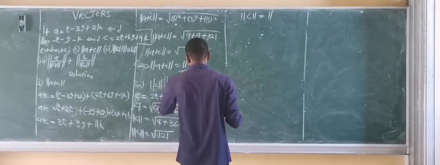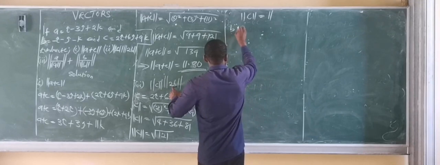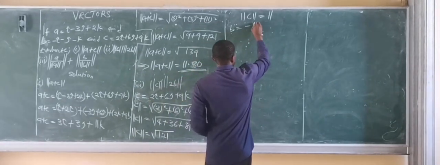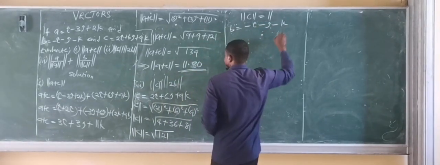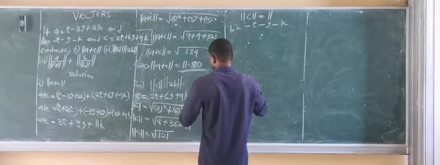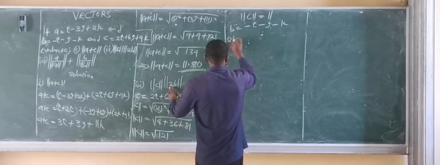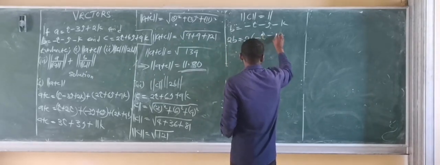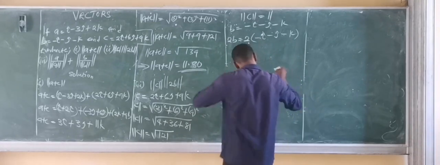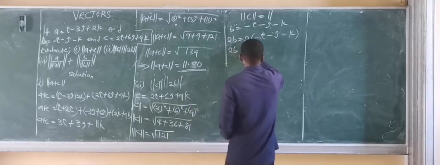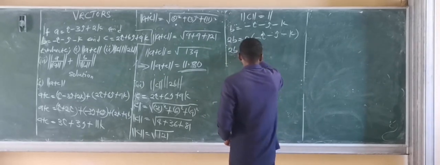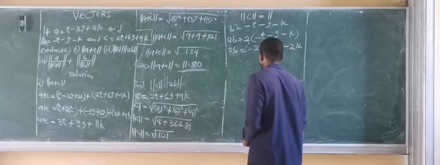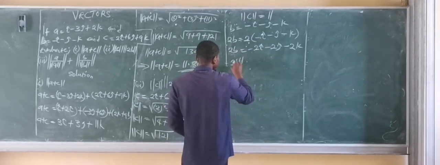Next thing is to find the magnitude of 2B. First of all, we bring out vector B. Vector B is minus I, minus j, minus k. The first thing to do is to obtain 2B. 2B simply means 2 multiplied by vector B. So 2B is equal to 2 times minus I is minus 2I, 2 times minus j is minus 2j, 2 times minus k is minus 2k. After this, you now find the magnitude of vector 2B.